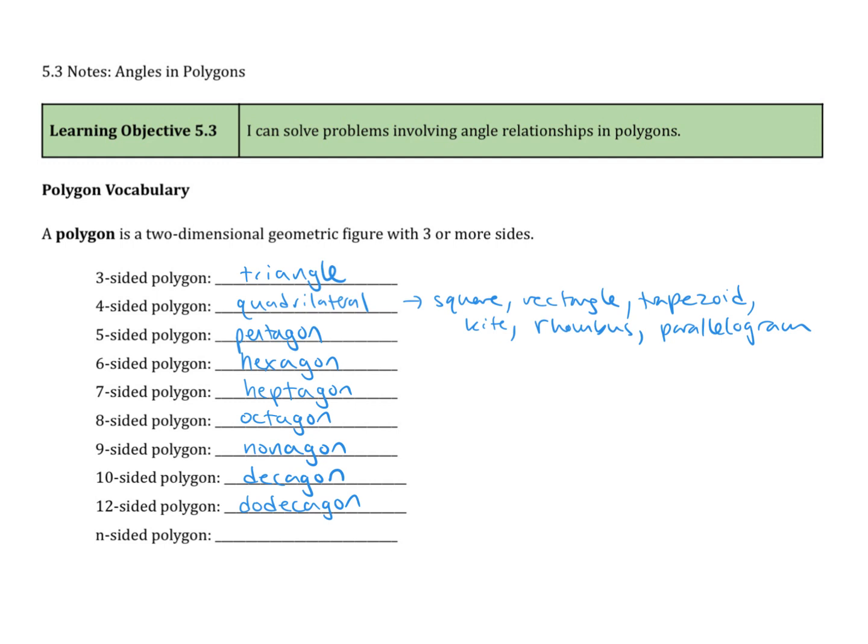And in general, for any other number of sides, an n-sided polygon is an n-gon. So for example, if we had 11 sides, we would just call it an 11-gon. Or if we had 38 sides, that would be a 38-gon.